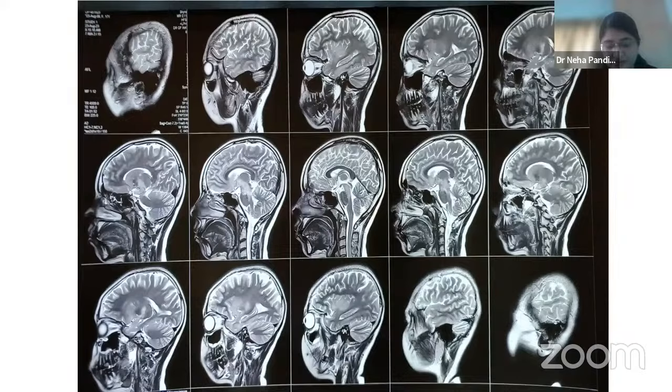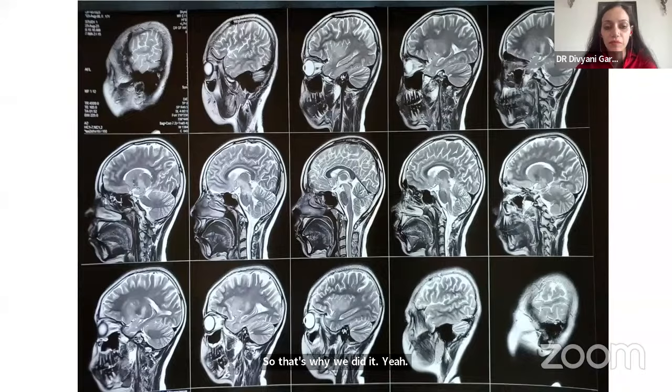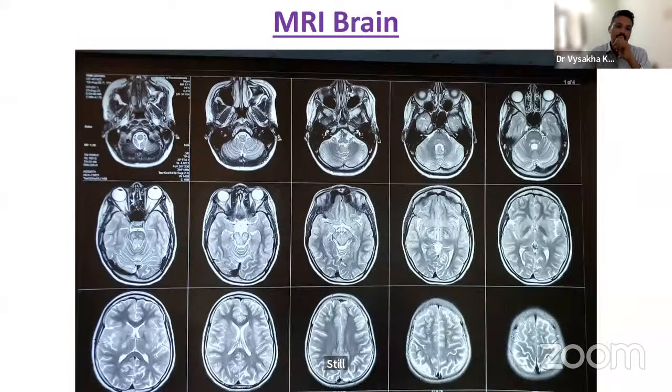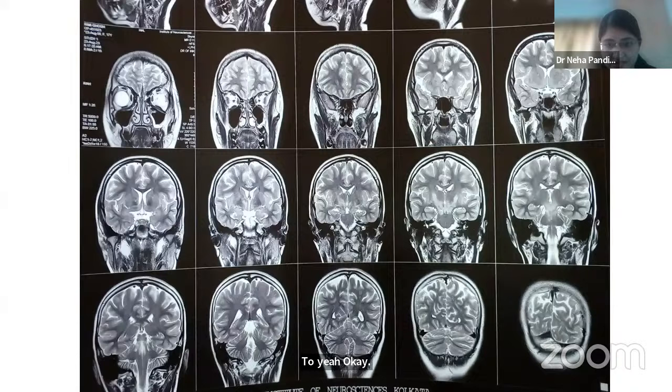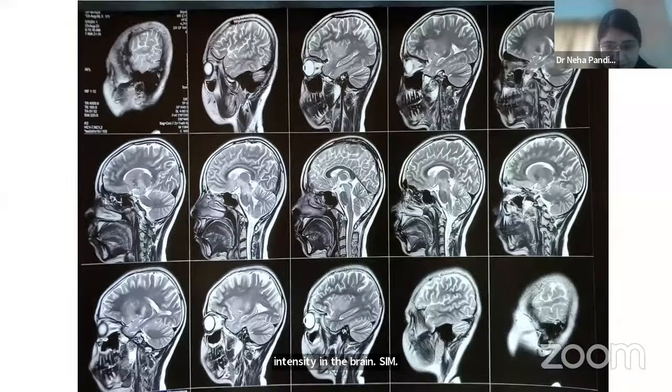A couple of people have asked whether it's NBIA or Wilson. We have kept NBIA and Wilson in the differential diagnoses, but after going through all the genetic tests, it was negative. And NBIA usually does not show this type of hyperintensity in the brainstem. We see iron deposition, which was not seen in this MRI, and GRE was also normal, with no iron deposition.